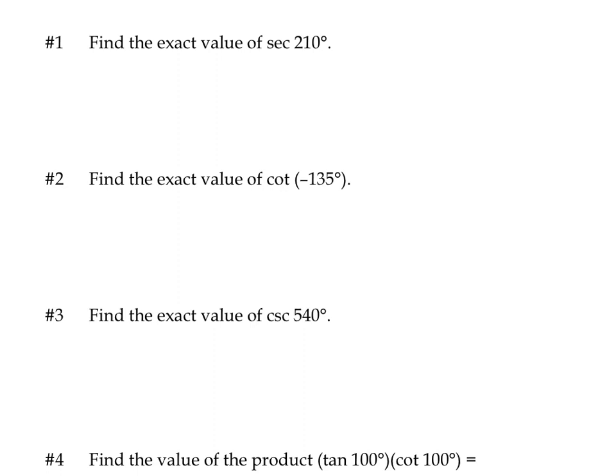So, first one, find the exact value of secant 210 degrees. All right, so for problems like this, we want to know that this is secant 210. That's a reference angle of 30 degrees, and it's in quadrant 3. 210 degrees would be something around here, with our reference angle here of 30. Okay, and secant is the reciprocal of cosine, so it's r over x.